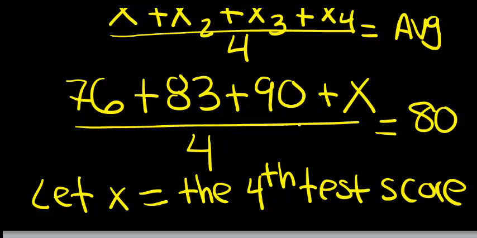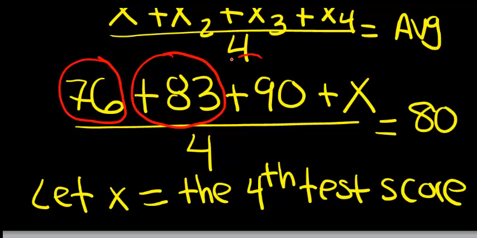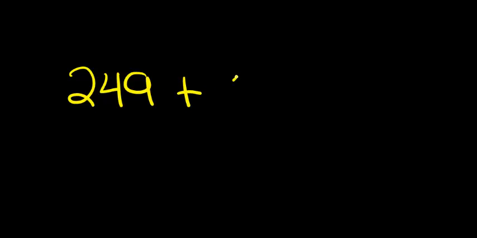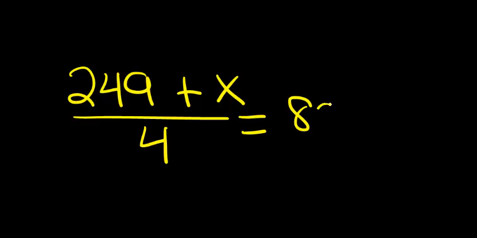Okay? So what I'm going to do is combine like terms in the numerator of the fraction. So this is a constant term of 76, this is a constant positive term of 83, and I have another constant positive term of 90. So when we go ahead and combine those like positive constant terms, we're going to discover that that total comes out to be 249. Plus whatever the 4th test score is, divided by 4, must equal 80.